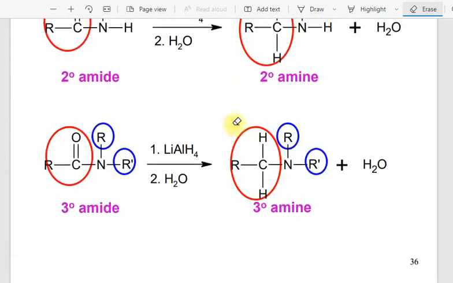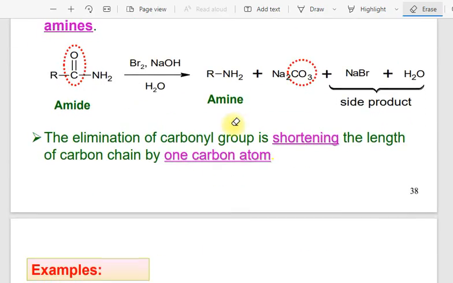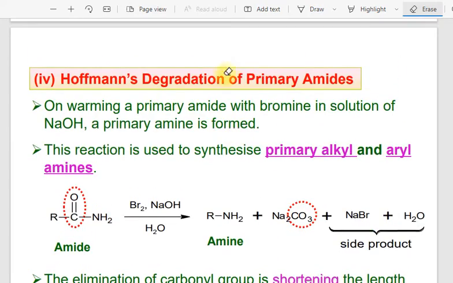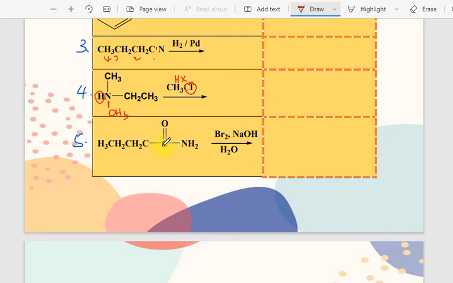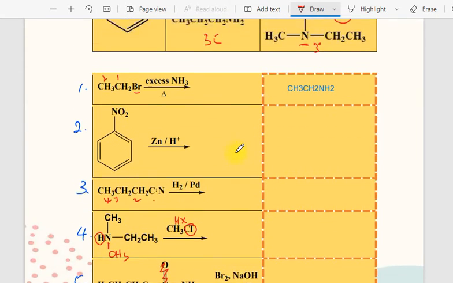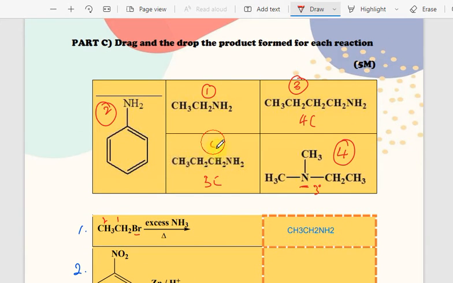This is Hoffman degradation, right? Yes, this one is Hoffman degradation of primary amide. So the C double bond O will be eliminated, so the C double bond O disappears. Meaning that the number of carbon will reduce by 1. Initially there are 1 carbon, 2 carbon, 3 carbon, 4 carbon. So eliminate C double bond O and it becomes a 3 carbon compound. So the answer for question number 5 is this one.